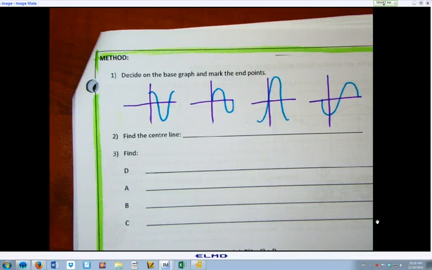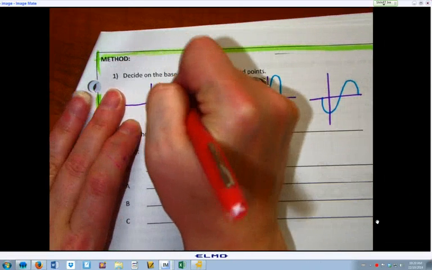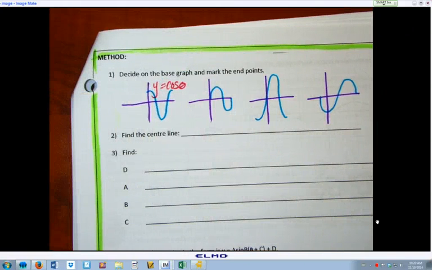It is completely up to you. They're all the right answer. The problem is, if you don't pick the exact one that the book does, your answer is going to be different than the back. And I'm going to show you when we do the example how to compare your answer to the book. So this is a y equals cos graph. So y equals cos theta or cos x.